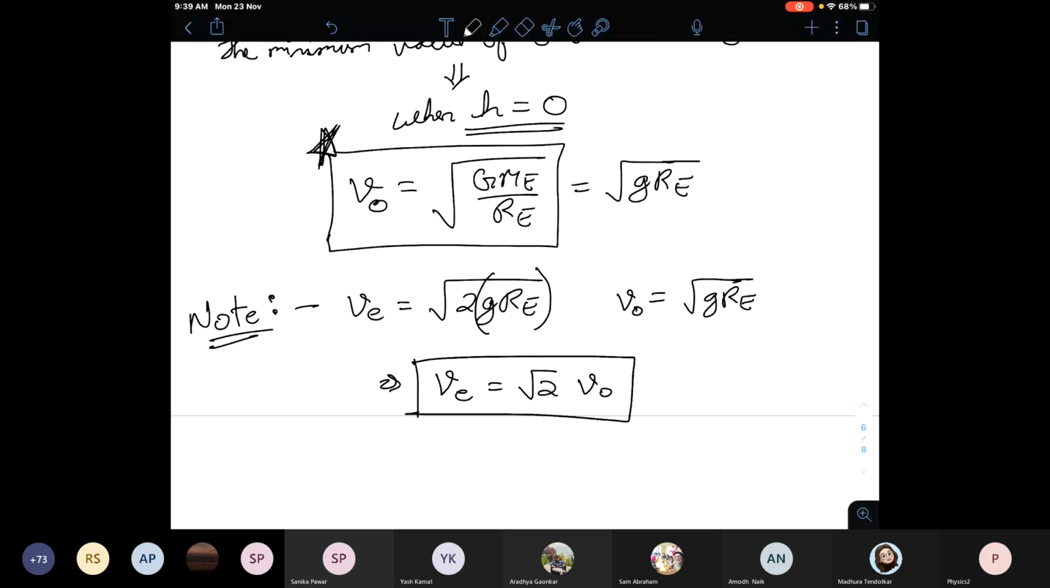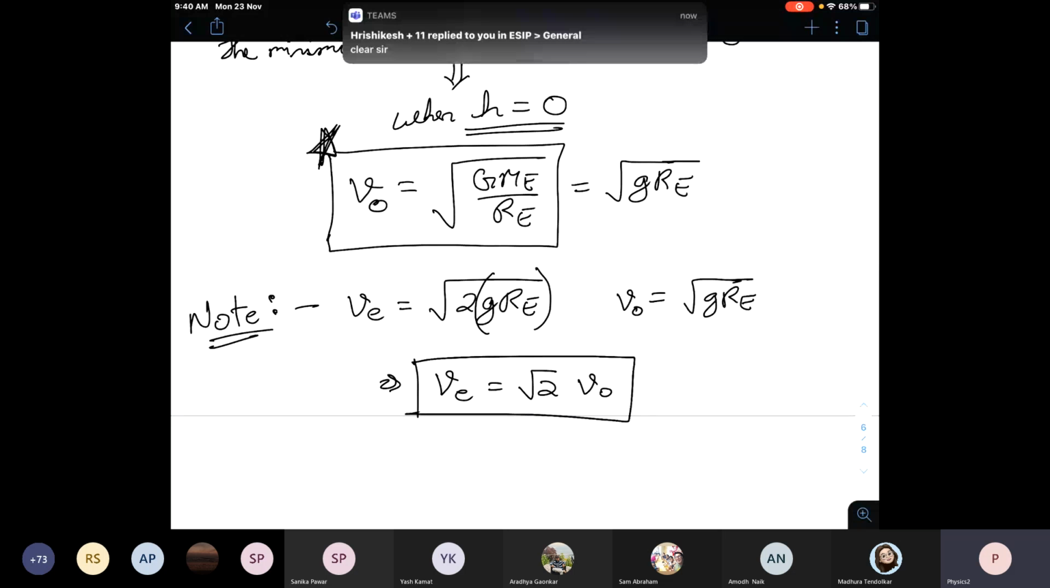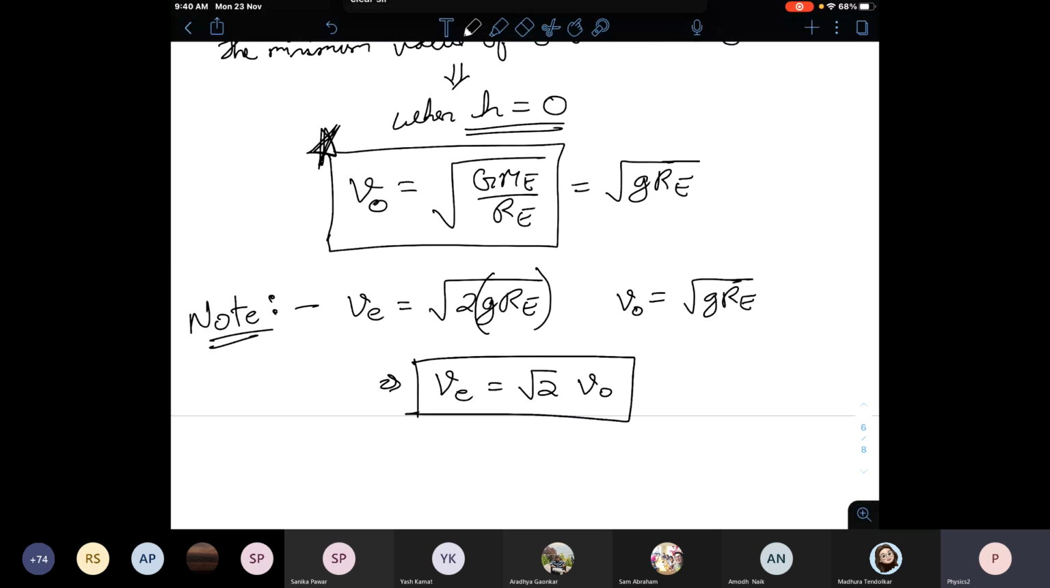Any doubts, anybody? And a basic thing, these are just circular motion things and nothing new. Almost you can say that it is circular motion only, just in gravitation.